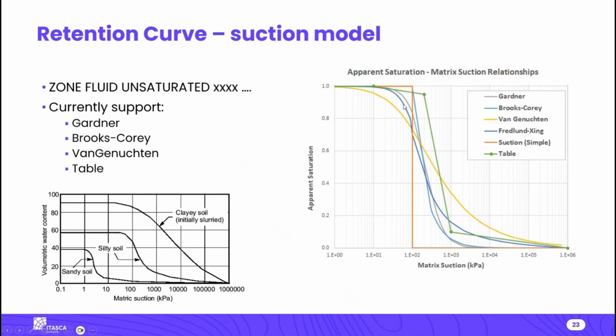So you can put in whatever you want here by using a table or by just changing the parameters for these different material models. This plot here is straight out of the manual, so you can just go to the manual and see how this is done. So this is relating saturation to negative pore pressure.